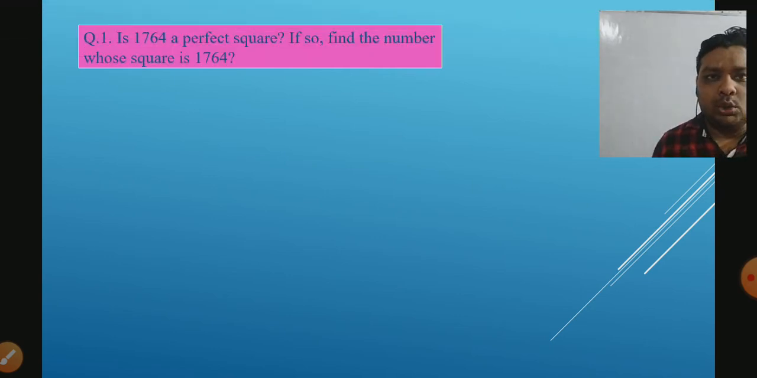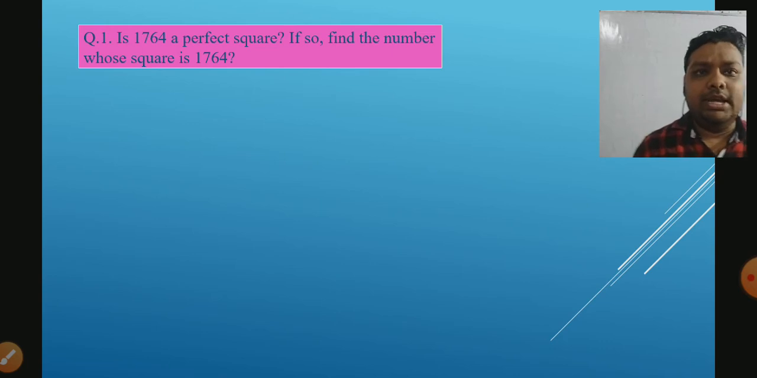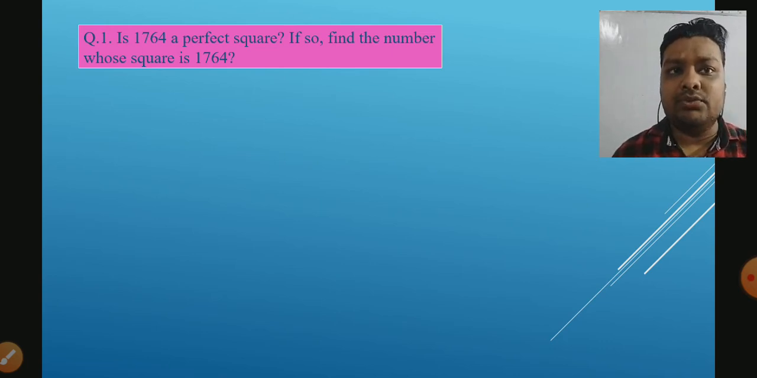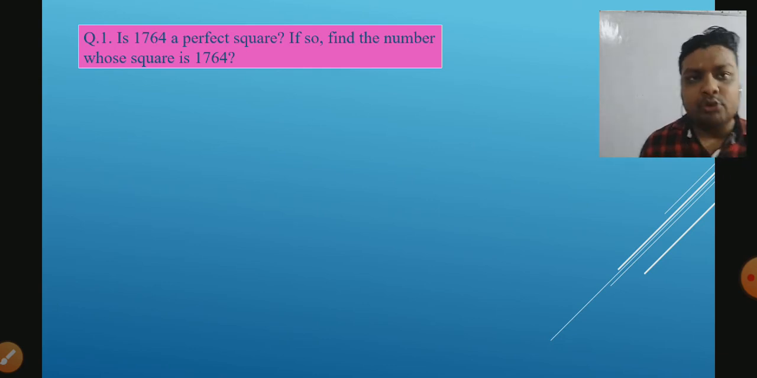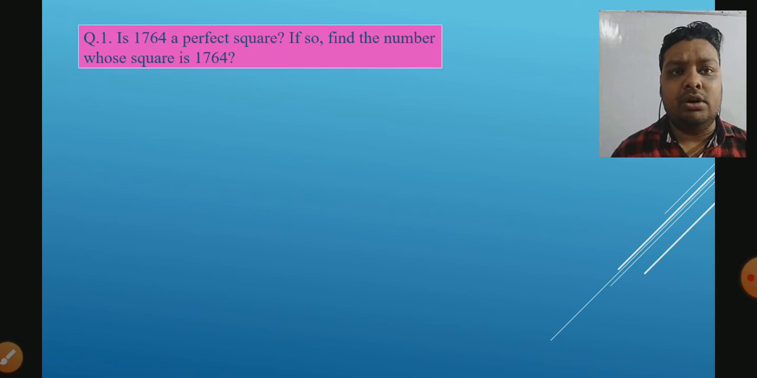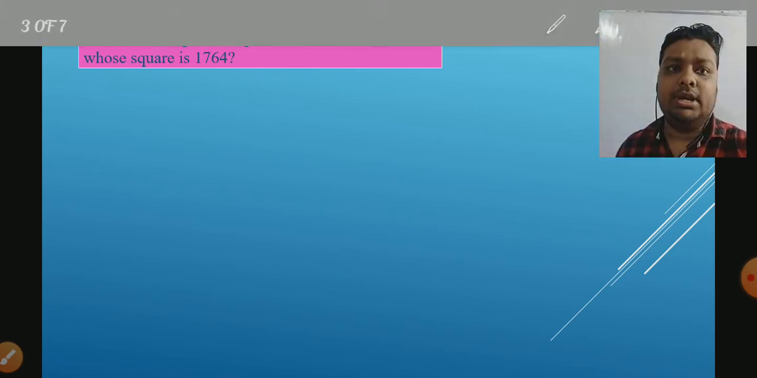At first, we will see some questions. Is 1764 a perfect square? If so, find the number whose square is 1764. At first we have to find whether 1764 is a perfect square or not, and if it is a perfect square, then we have to find the number whose square is 1764. Okay, so let's see it.